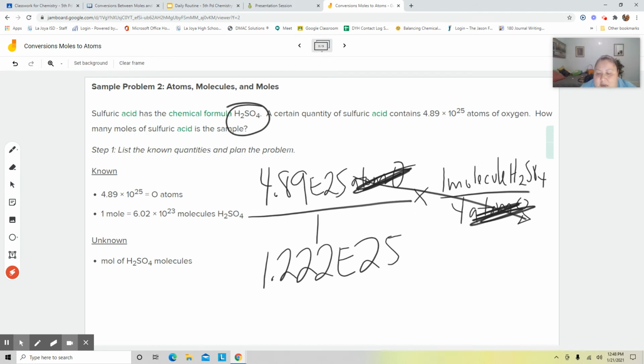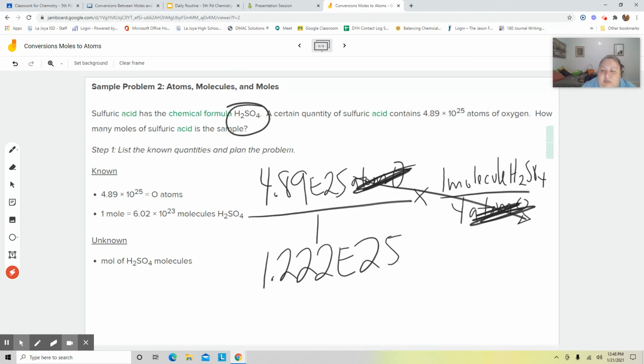Okay? So now, the last number is a 4. No, it should be 25. All we did is we just divided the 4.89 by 4. Okay? Be careful. Double check what you put in. Do it again if you can.